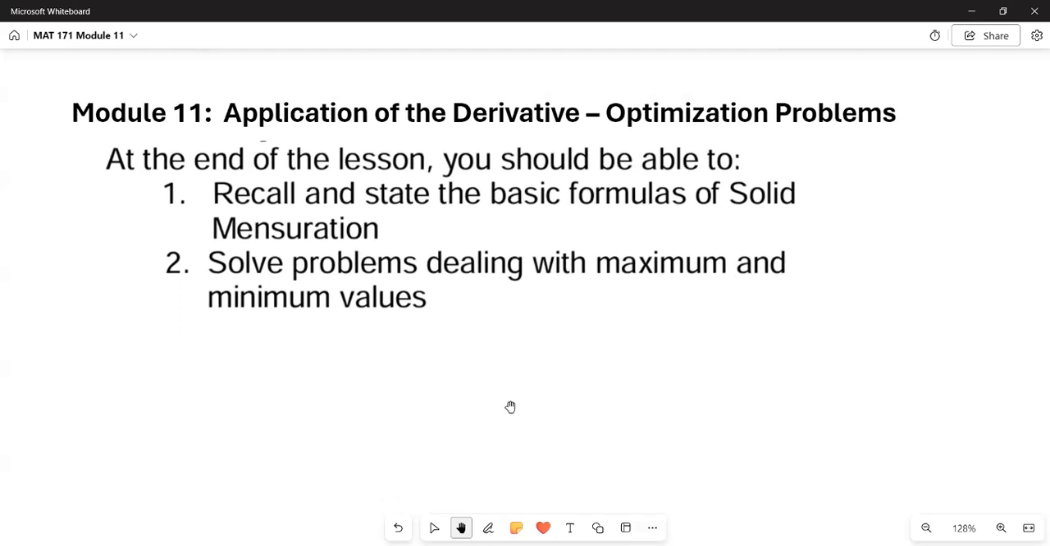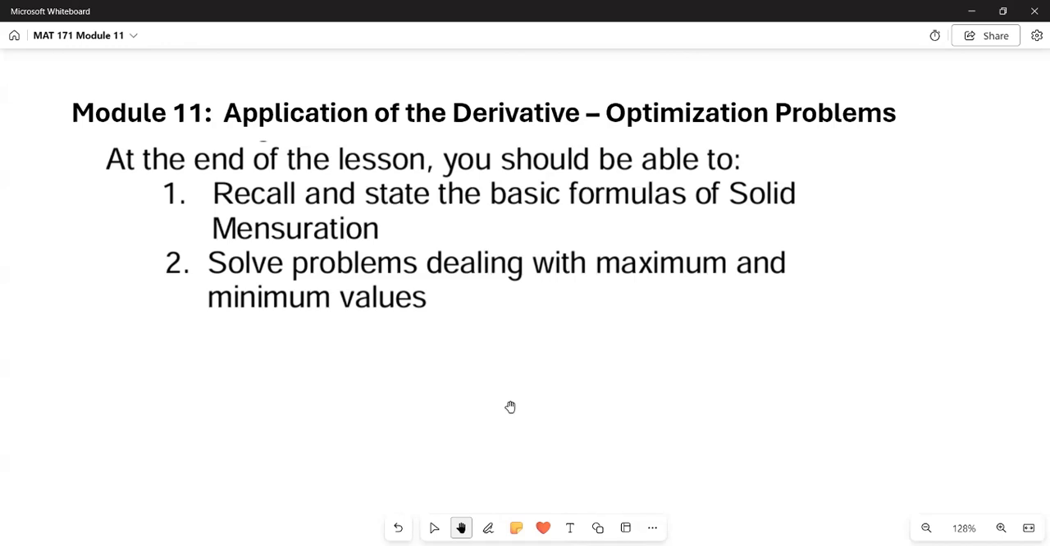So before we recall and state the basic formulas ng solid mensuration, ano nga ba yung optimization problems? When we say optimization problems, these are problems wherein we optimize or kinukuha natin yung maximum and minimum value of a variable or a quantity.